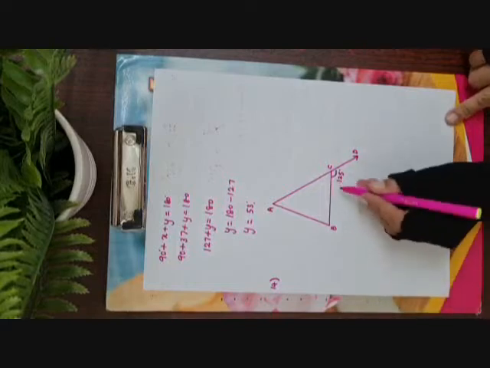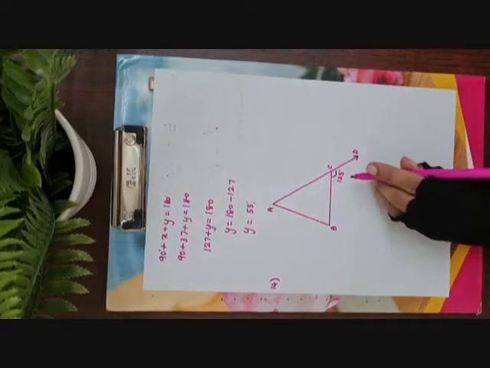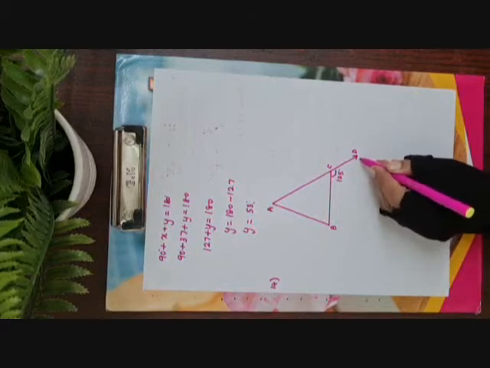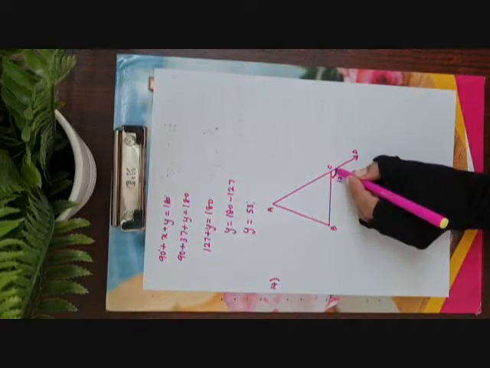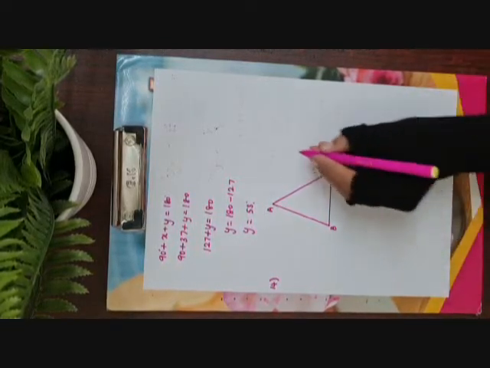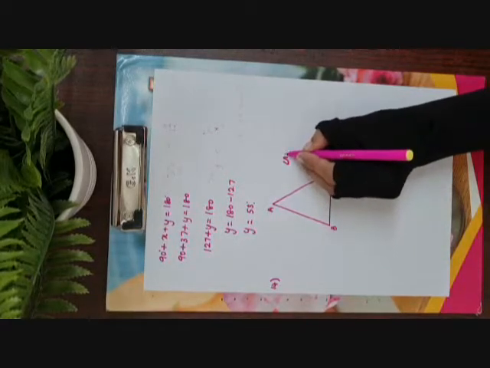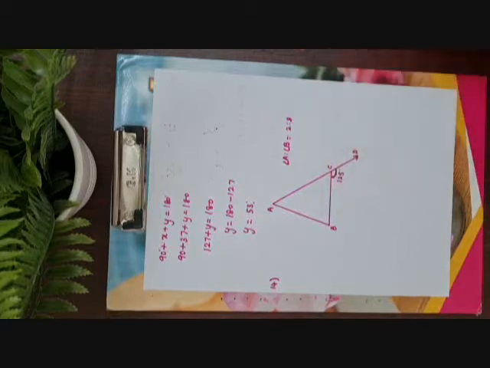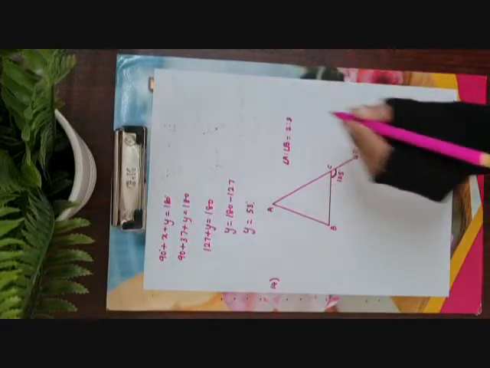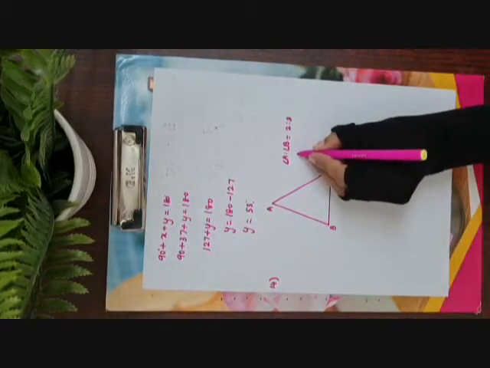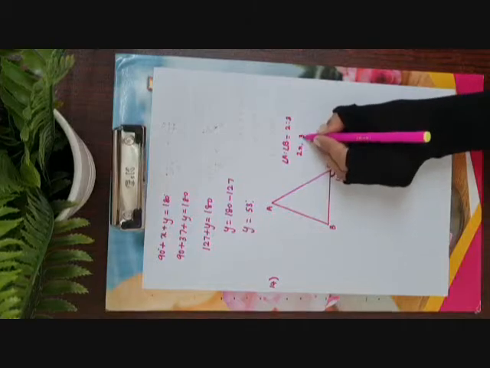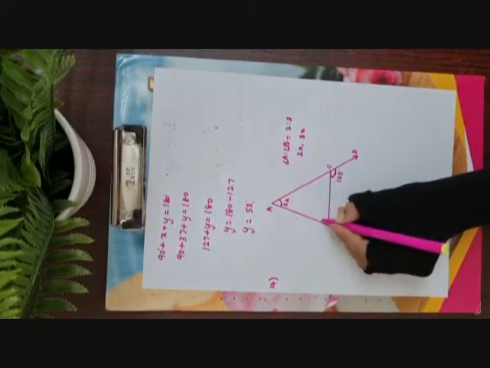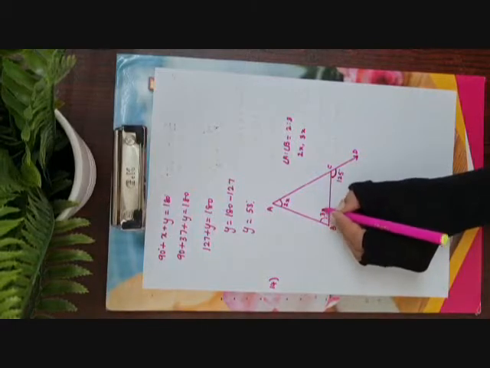Okay. So it is very simple, children. I'll explain it to you and you have to do it on your own. AC has been produced to D. That means this is your exterior angle. And what else is given to us? They also said that angle A to angle B is equal to 2:3. So whenever they give us a ratio, we have to assume the angles as 2x and 3x. So angle A will be 2x and angle B is 3x.